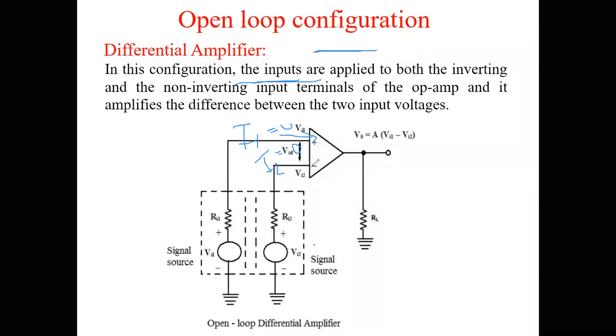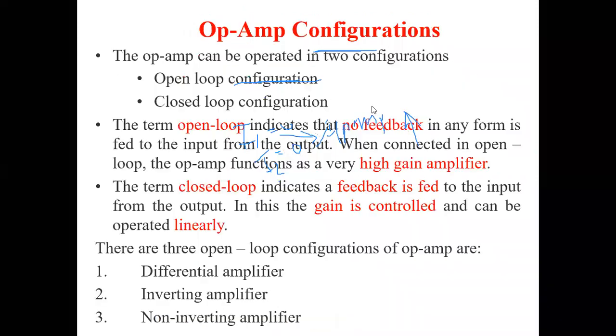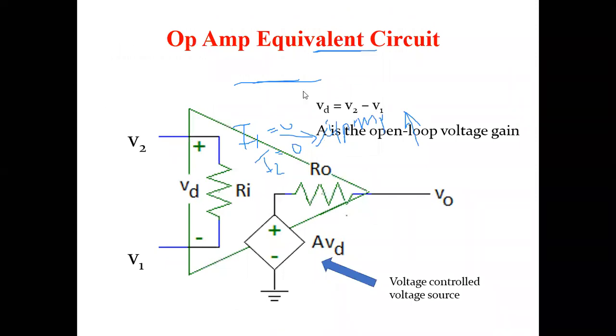It doesn't draw any current, which implies that its input impedance is very high. And that is why, in the equivalent circuit, we will have a high resistance here.